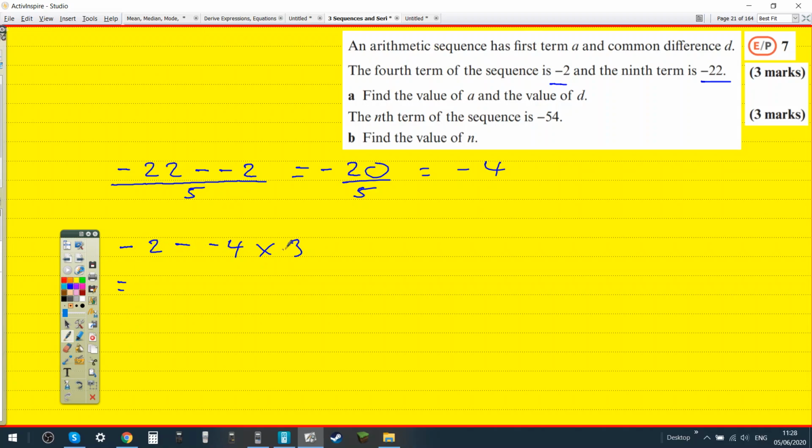And a lot of minuses there. I would just put it in your calculator. Yeah, and I got 10. So I'm just going to trust that.